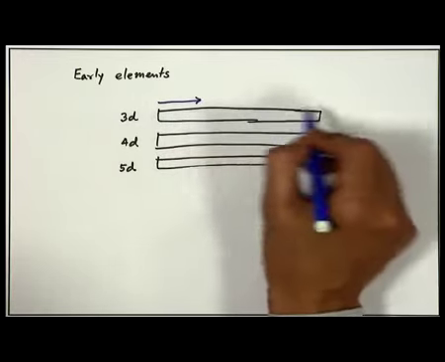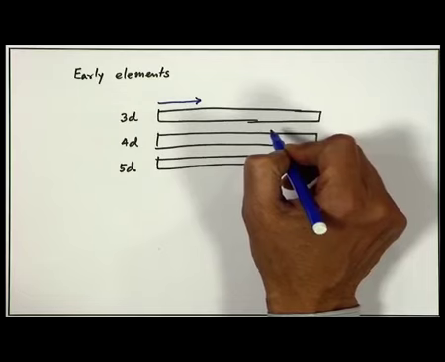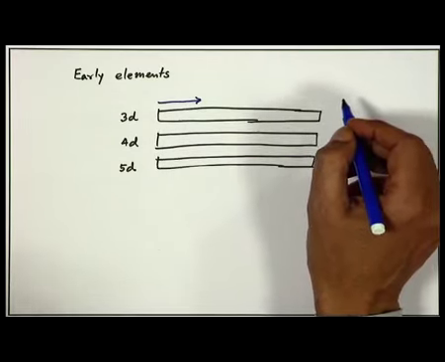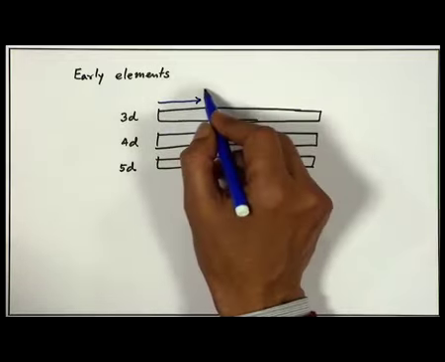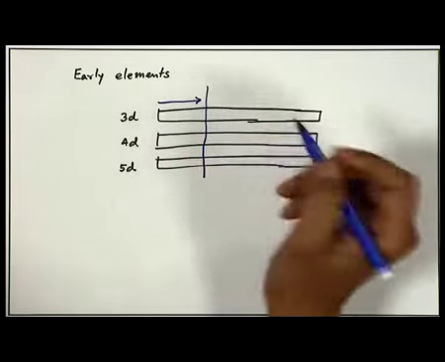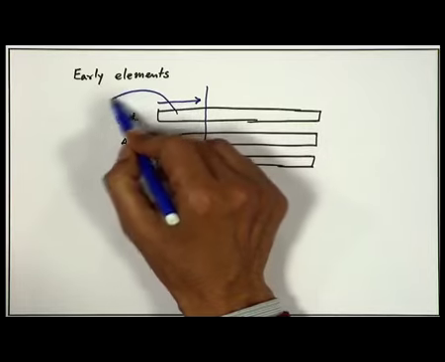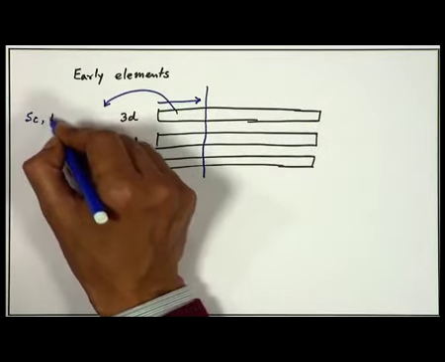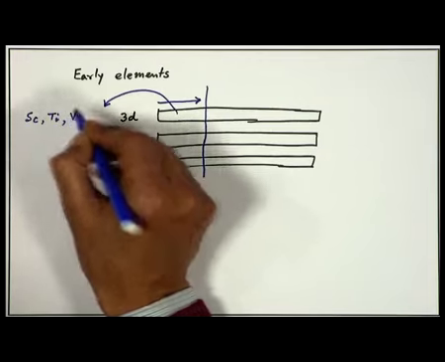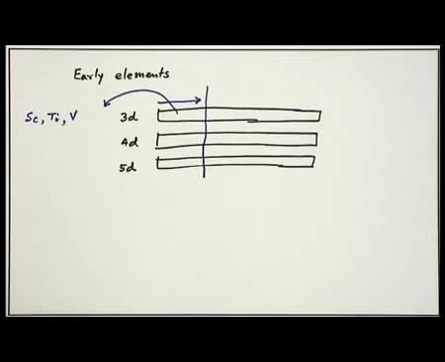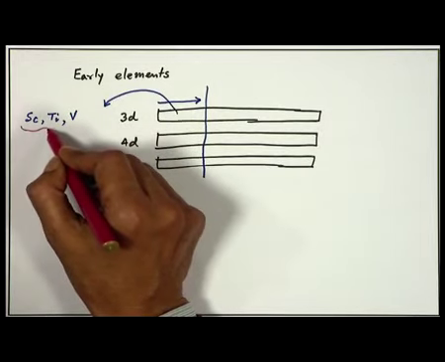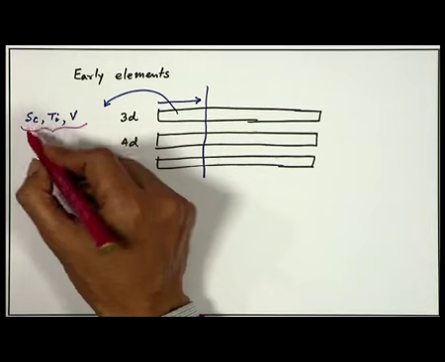So, within the 3d elements, we can compare their corresponding melting point and boiling point, and there we will see the reactivity pattern. From the left hand side, where we have scandium, titanium and vanadium from the 3d series, these are basically what we can call the early elements.